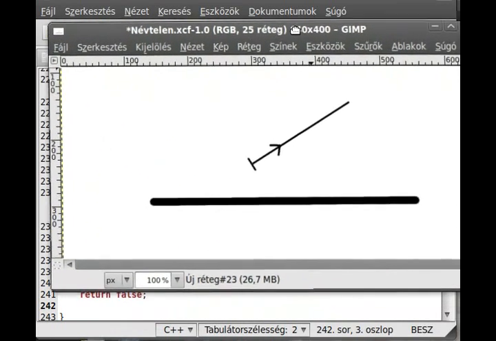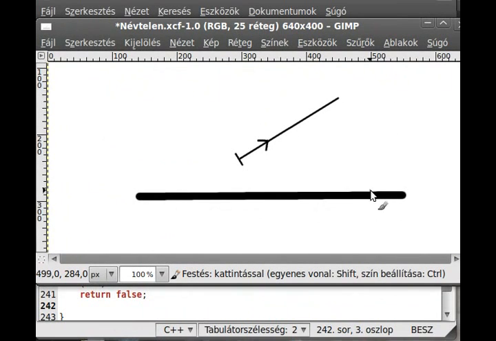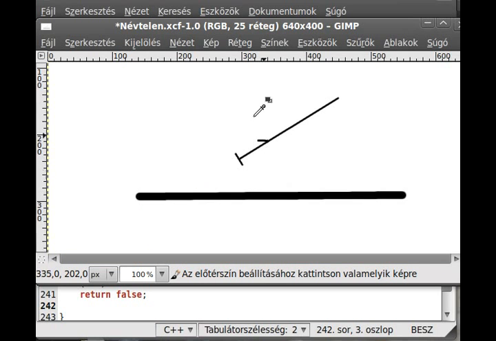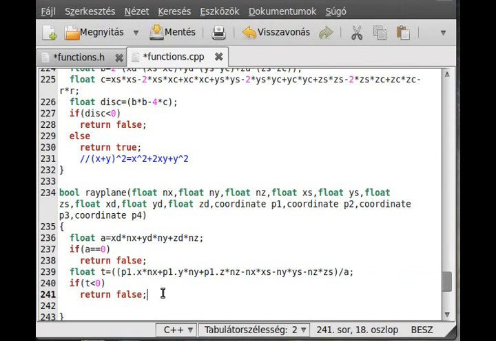Here is an example. As you can see, this is the plane. The vector goes in this way, so the ray goes in this way, but because it is negative, it will actually do the collision behind the ray, and we don't want that. So that's why we return false, because there is no collision.